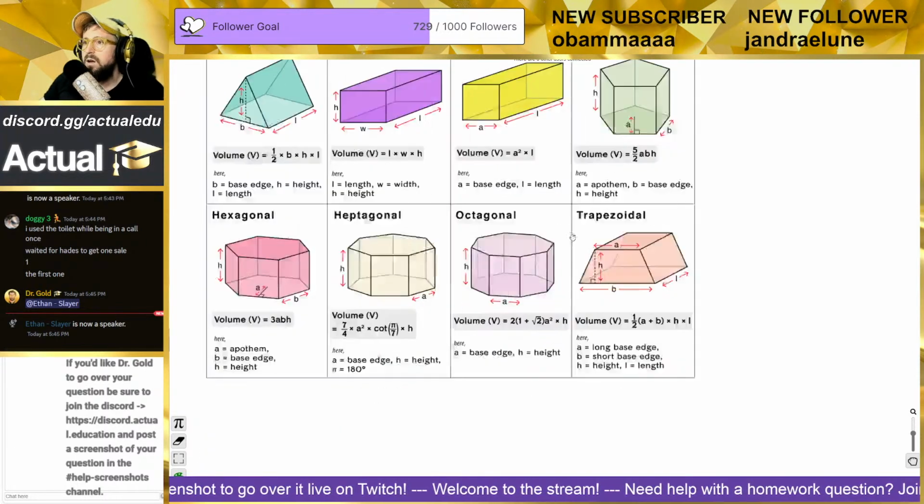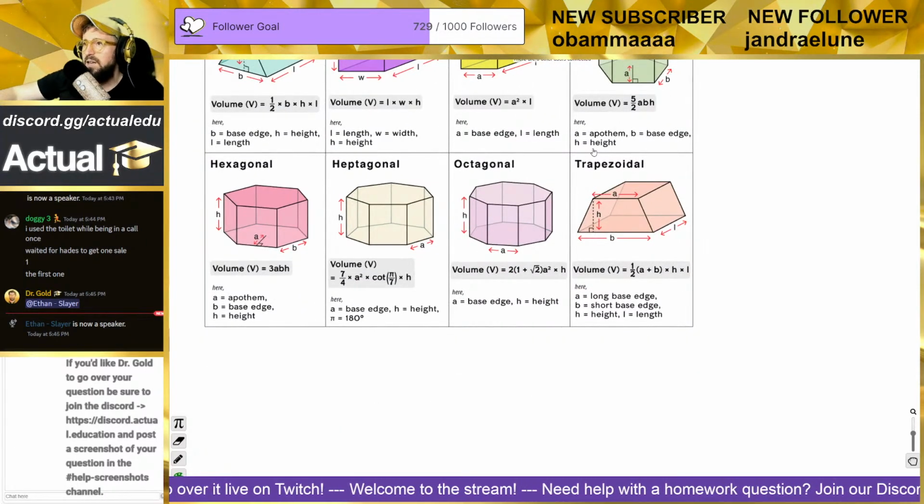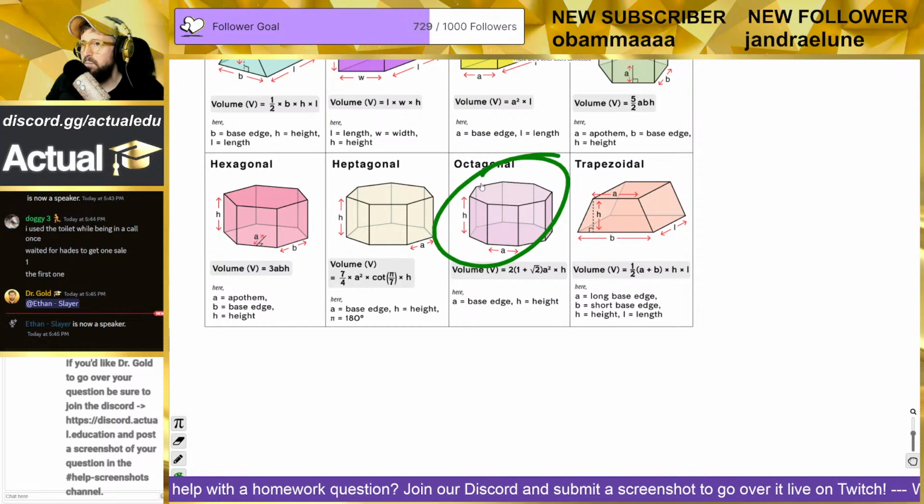All right. Okay, look, here's an octagonal prism. This looks pretty cool, right? Doesn't it, Ethan? Yeah. Right. This kind of looks like a pool or something, right?